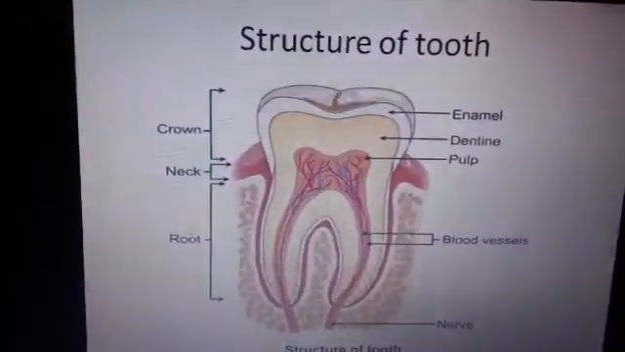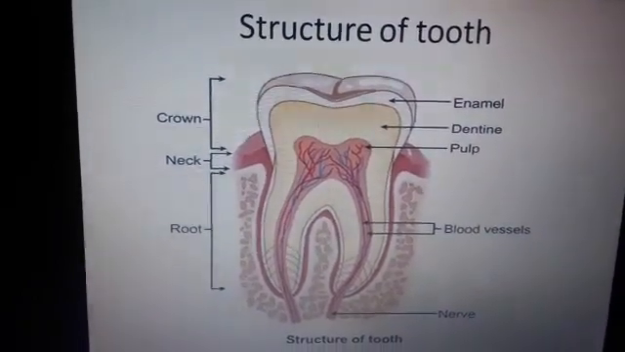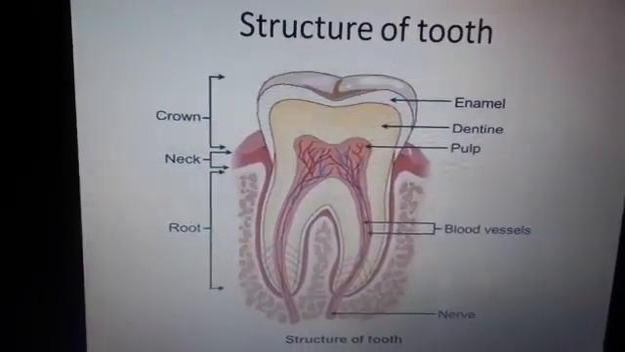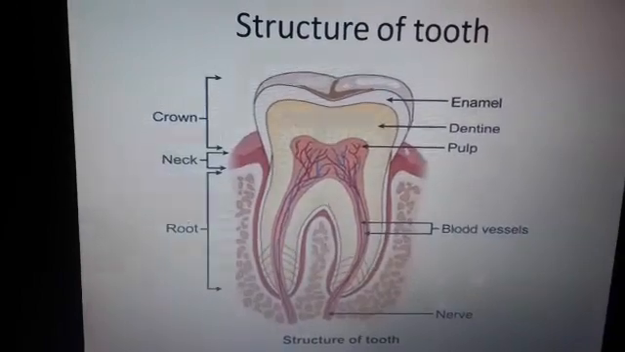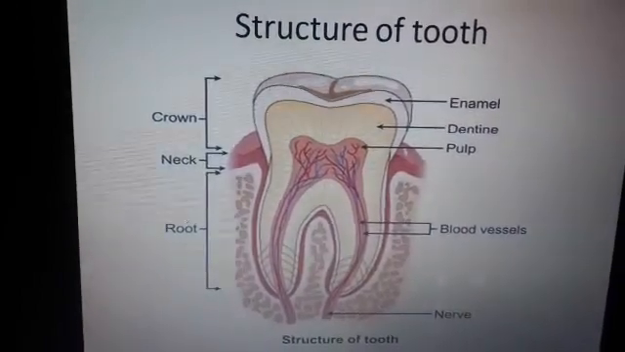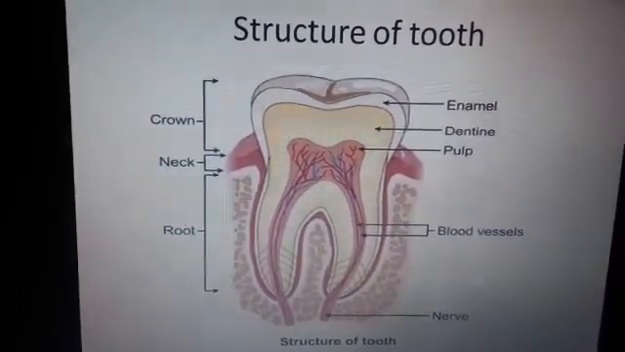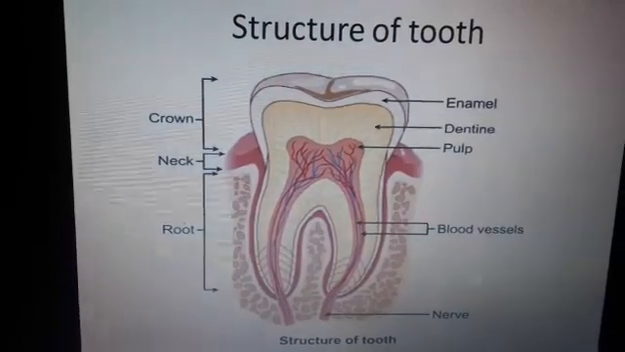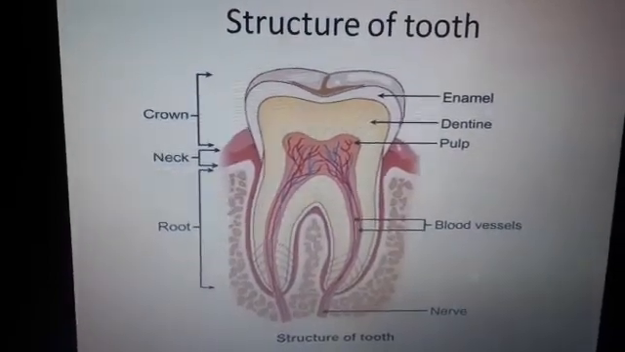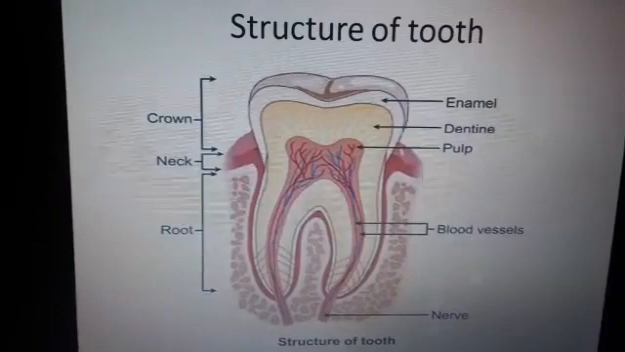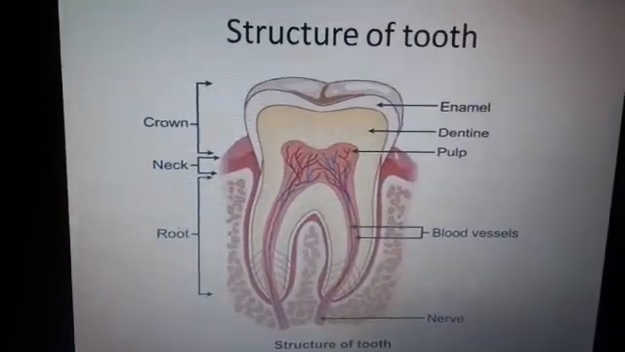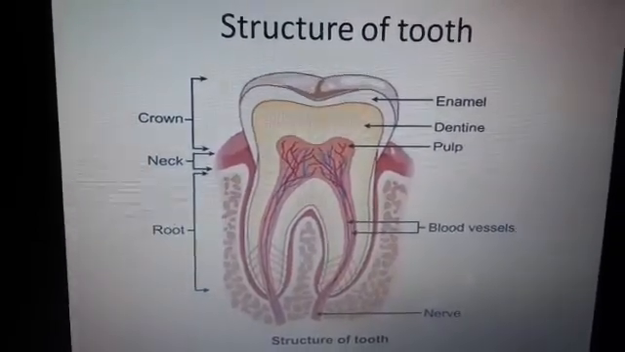As you can see clearly in the picture, this is the structure of a tooth. There is a crown, enamel, dentine, pulp, then blood vessels and nerve endings. As you can clearly see in the picture, the top part is the crown, in between is the neck, and the down part is the root, the part which is inside the gums.